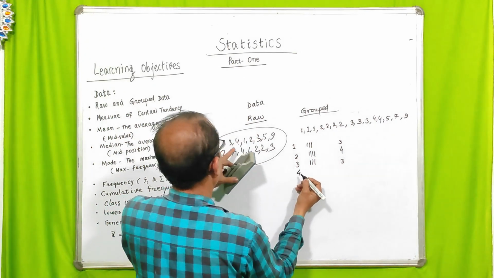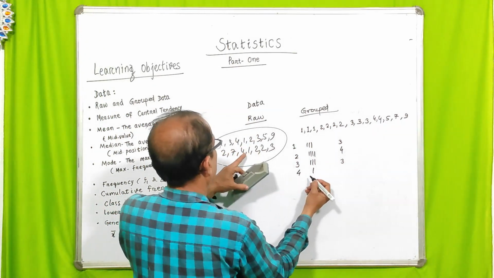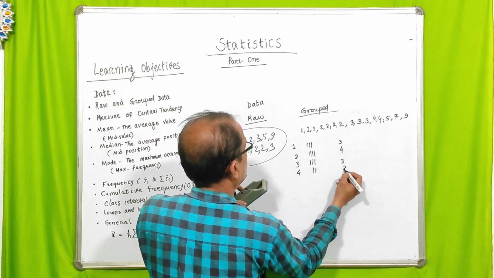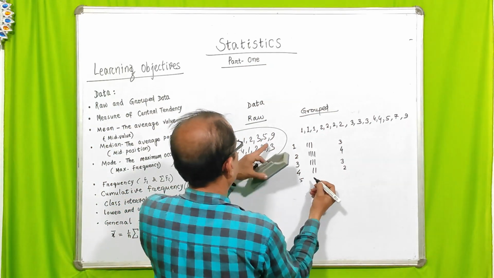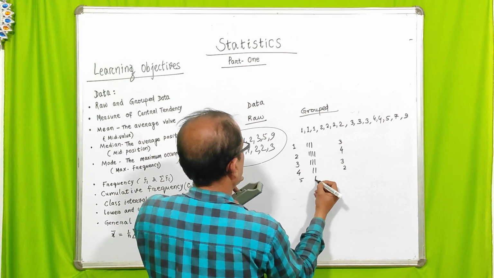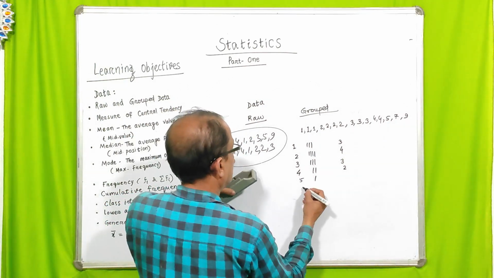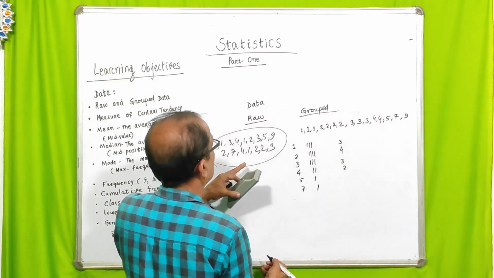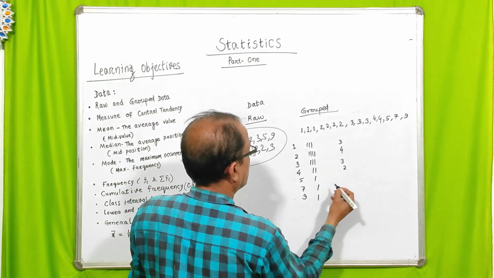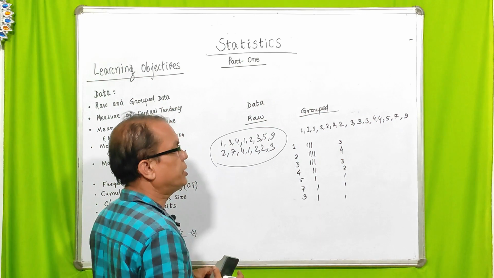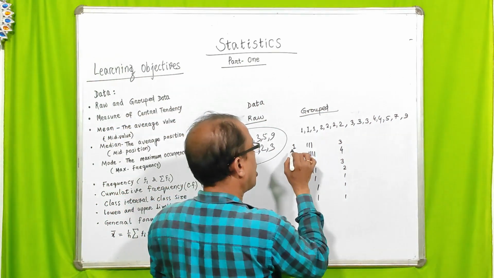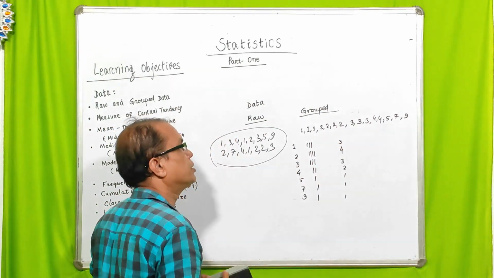Then 4, you have the first 4 here and the last 4 here. So there are 2 4s. Then 5, there is only 1 5 here, and 7, there is only 1, and 9, there is only 1, and we can write their number. So this can make it easy to find how many times things have occurred.